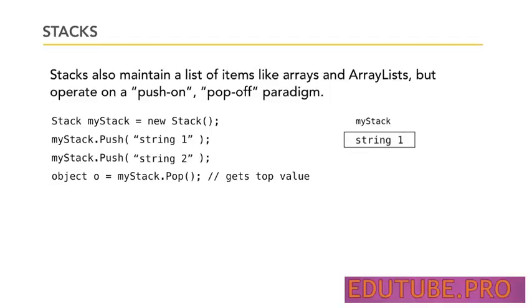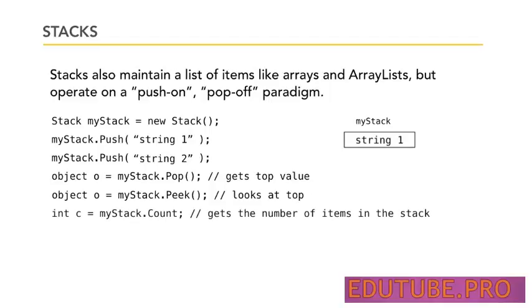Now the value of o is string2. If I wanted to just see what was on top of the stack without changing it, I would use the peek method. This looks at the top value, but doesn't actually pop it off. And then finally, I can see how many things there are on the stack by asking the stack's count property how many things there are. In this case, it will tell me that there's one item on the stack.